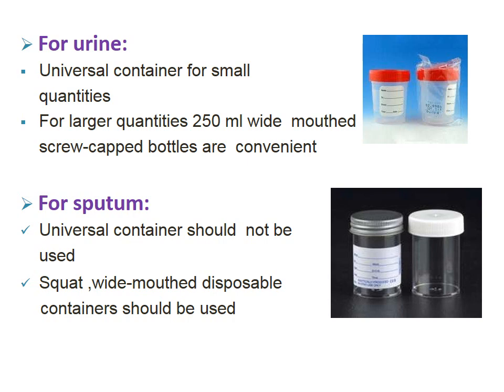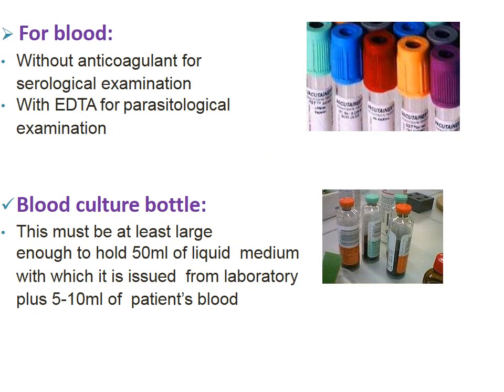And for sputum samples, a universal container should not be used. The container should be square, wide-mouthed, and disposable. And for blood, sometimes the blood has to be collected in a container with anticoagulant or without anticoagulant. For serological examination, the anticoagulant is not needed, and for parasitological examination we have to collect the sample with anticoagulant like EDTA. And here you can see the blood culture bottle in the image.